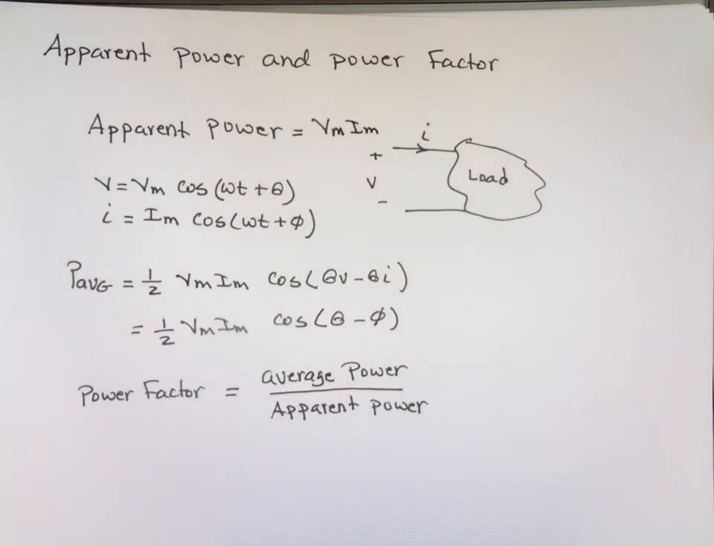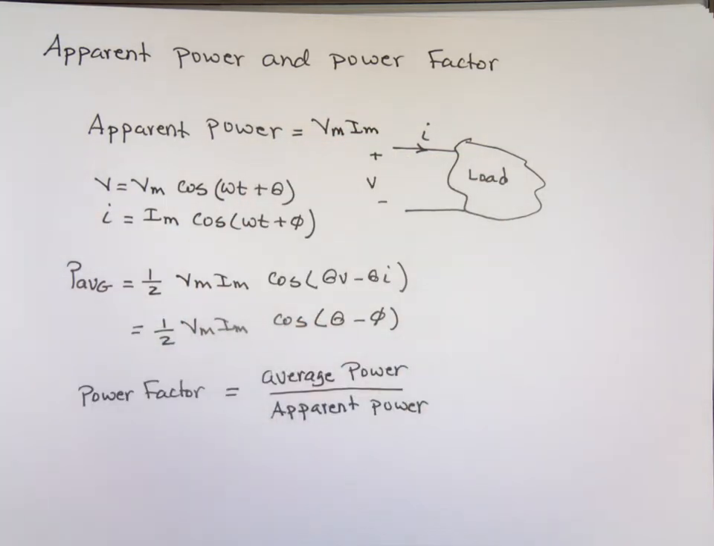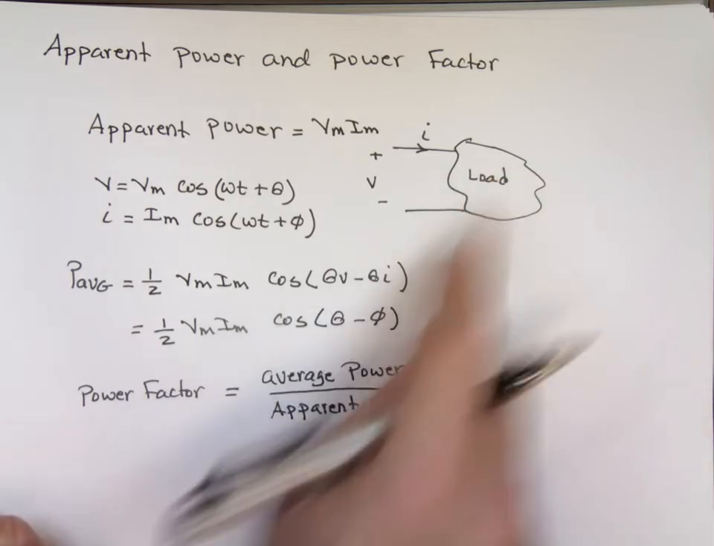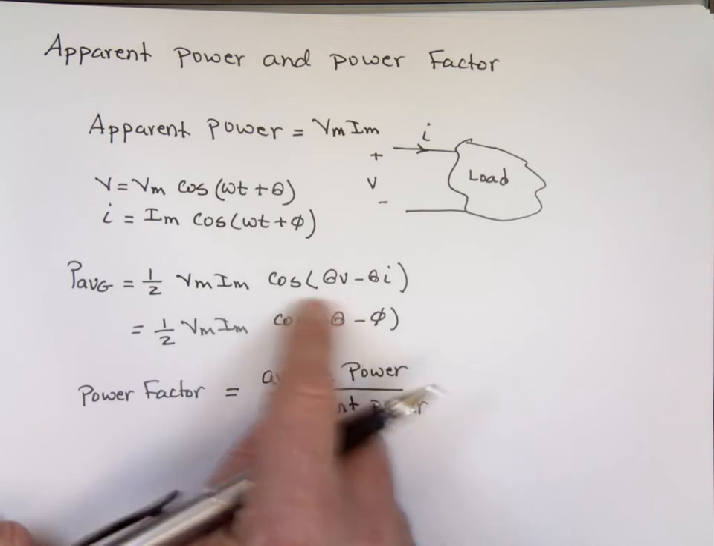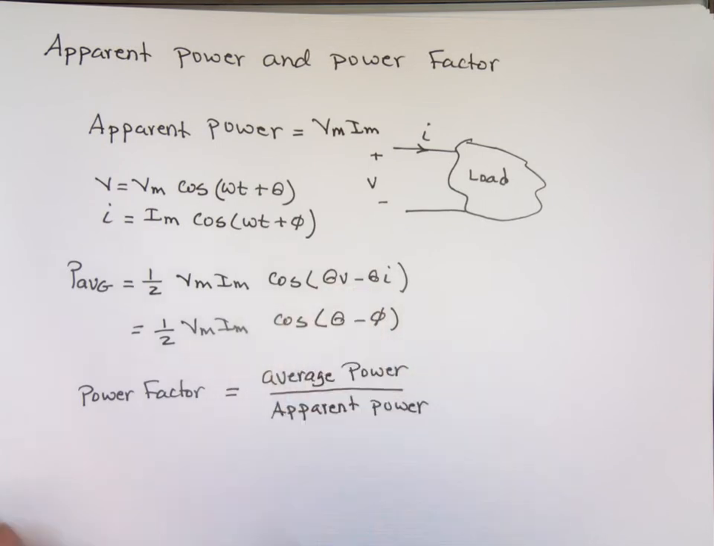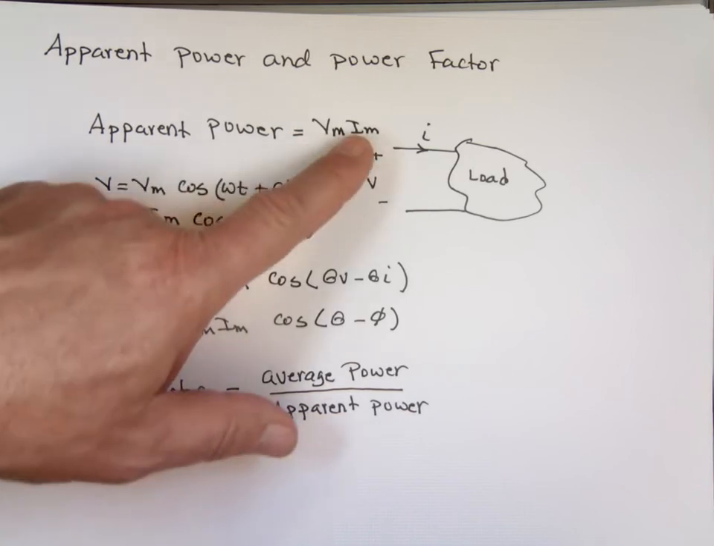The electric company assumes your house, that theta and phi are in phase. There is no shift. You have a perfect load there. That's a resistive load. So if that's the case, there is no difference between theta I and theta V. So the difference between them will be zero. What's cosine of zero? One. That's why the apparent power is V max times I max.